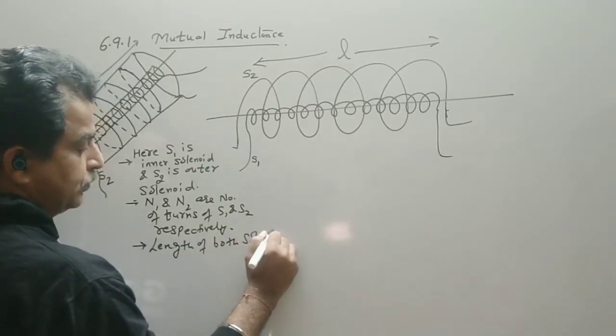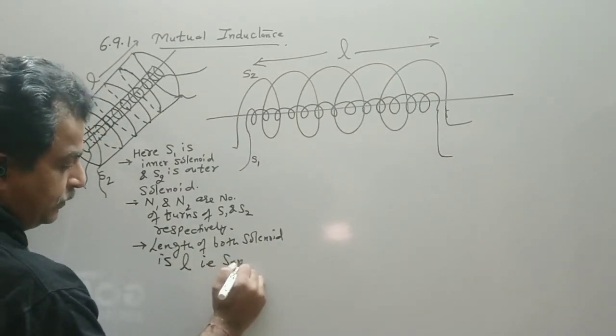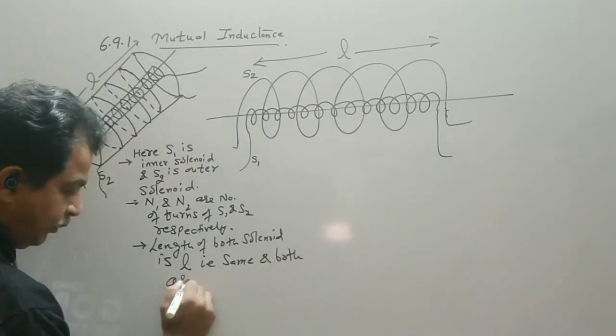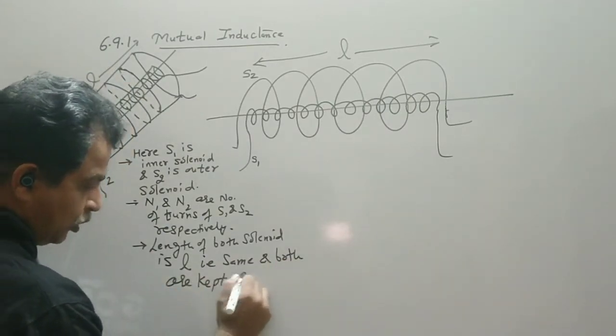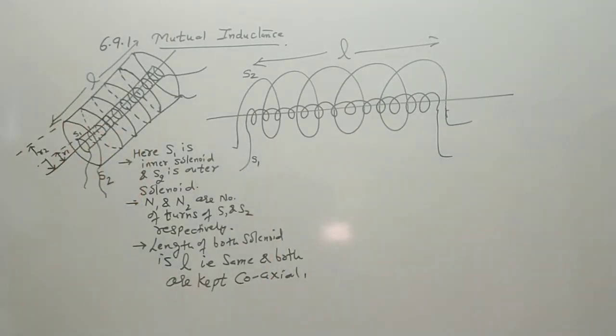Length of both solenoids is L, that is the same, and both are kept coaxial, having the same axis. So this is the summary of our diagram.